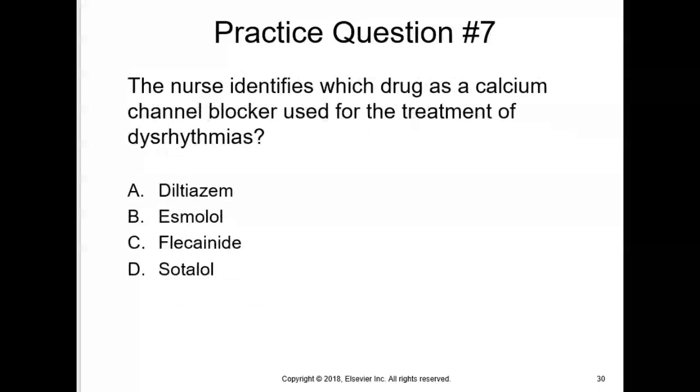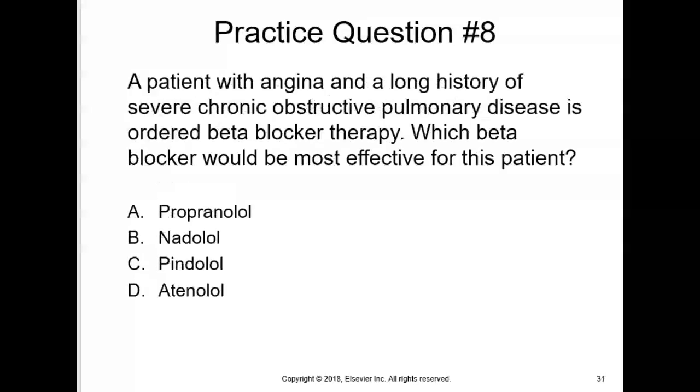Question 7, the correct answer is A. Diltiazem is a calcium channel blocker used to treat dysrhythmias. Esmolol, you see the LOL, you should recognize as a beta blocker. Flecainide is a sodium channel blocker, and another LOL, sotalol, is a beta blocker. Question 8, the correct answer is D as in dog. Cardioselective beta blockers act more strongly on the beta-1 receptor, which decreases the heart rate but avoids bronchoconstriction. Atenolol is a cardioselective beta blocker.